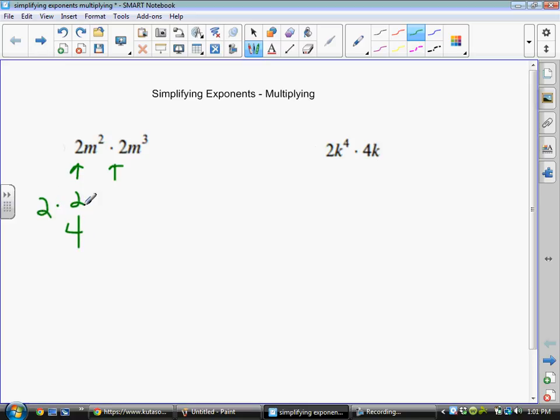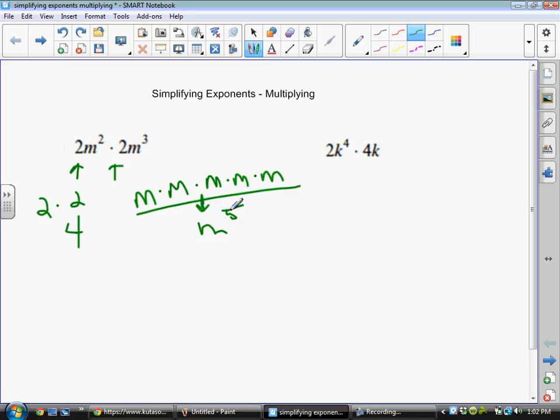Now for the exponents, or the variables, I have m squared, which really means m times m, and then I have 3 more of those from the other one. So how many m's are there all together? This together here is m to the 5th power. This becomes m to the 5th when I'm multiplying together.